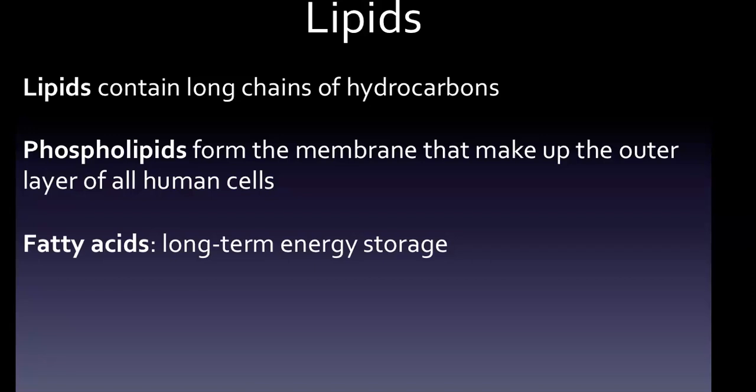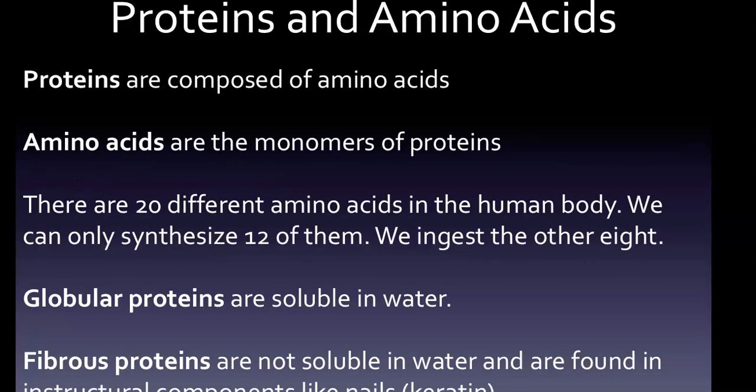Okay, and then fatty acids are long strands of hydrocarbons and are used for long-term energy storage in the form of triglycerides. Okay, quite a bit on the screen here with proteins and amino acids. Proteins are composed of amino acids, which contain an amino group, a hydrogen molecule, and an R group. Amino acids are the monomers of proteins.